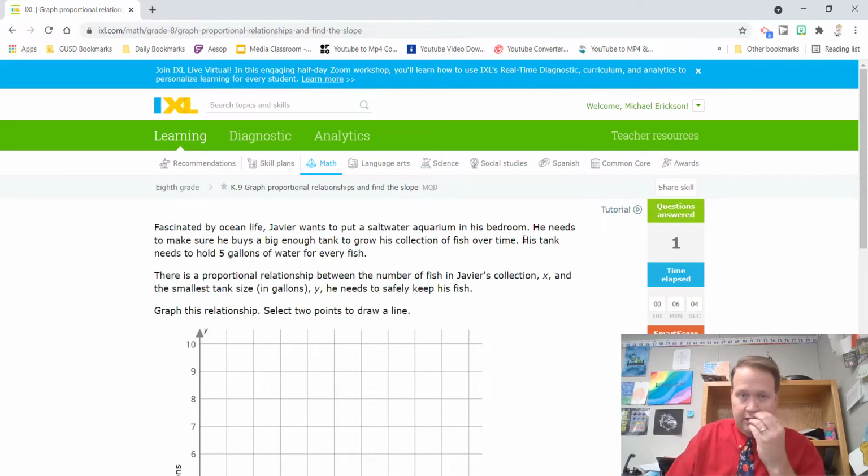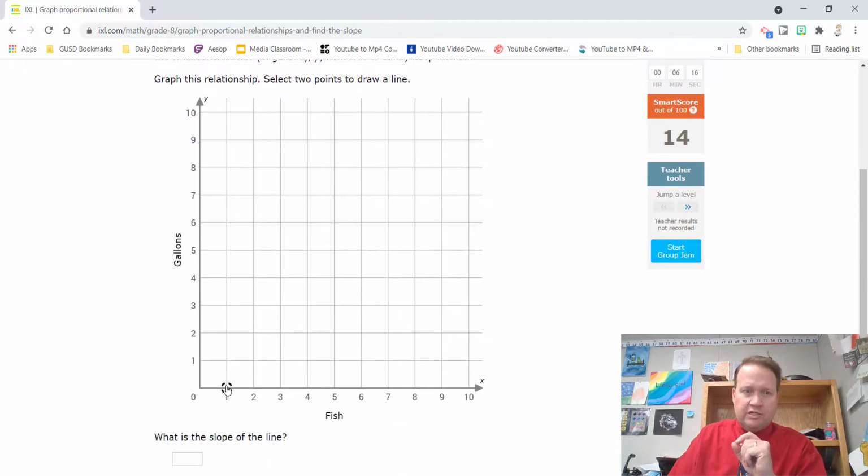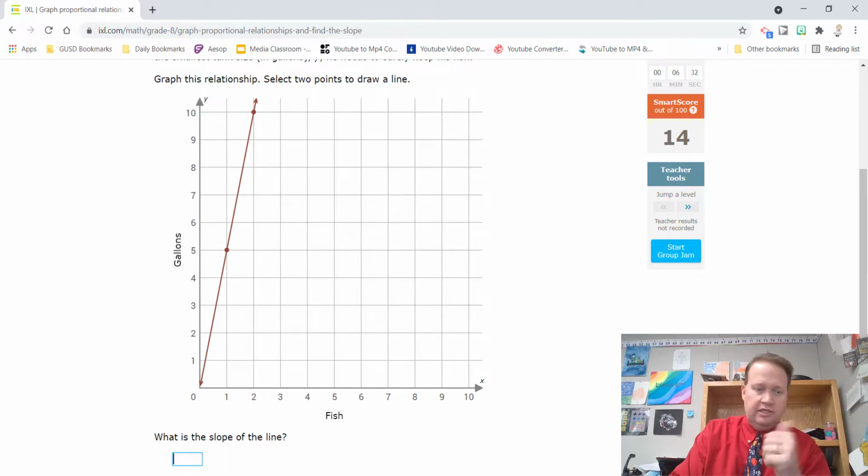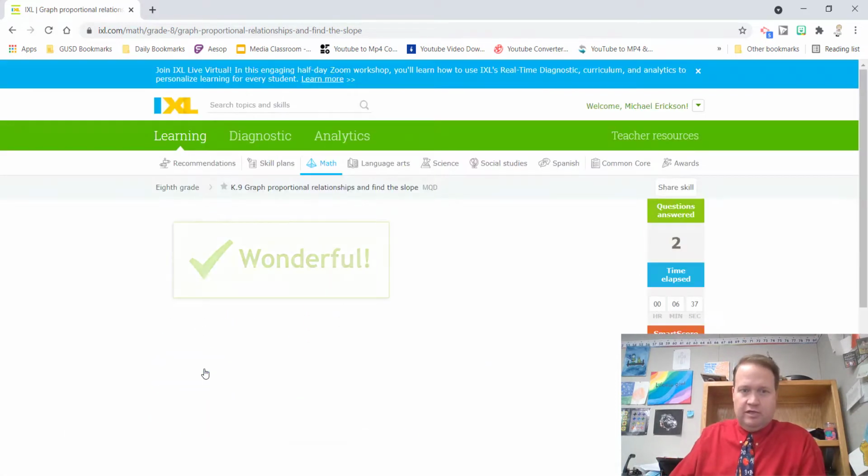So let's take a look here. I see that his tank needs to hold 5 gallons of water for every fish. So for every 1 fish, we need 5 gallons of water. So 1 fish, 5 gallons of water. That means 2 fish would need 10 gallons of water. So I could actually do that, and I could put a dot right there too, and you can see that it still starts at 0, and the slope of the line is from 0, 0. We're going to go up 5 over 1. So this time I won't write 5 over 1. I'll just put 5. So there's that one.